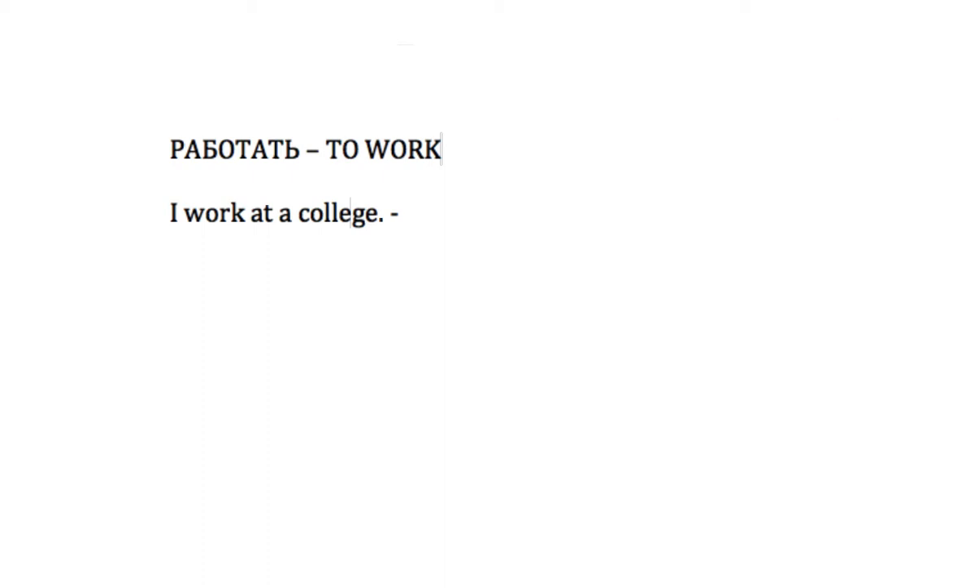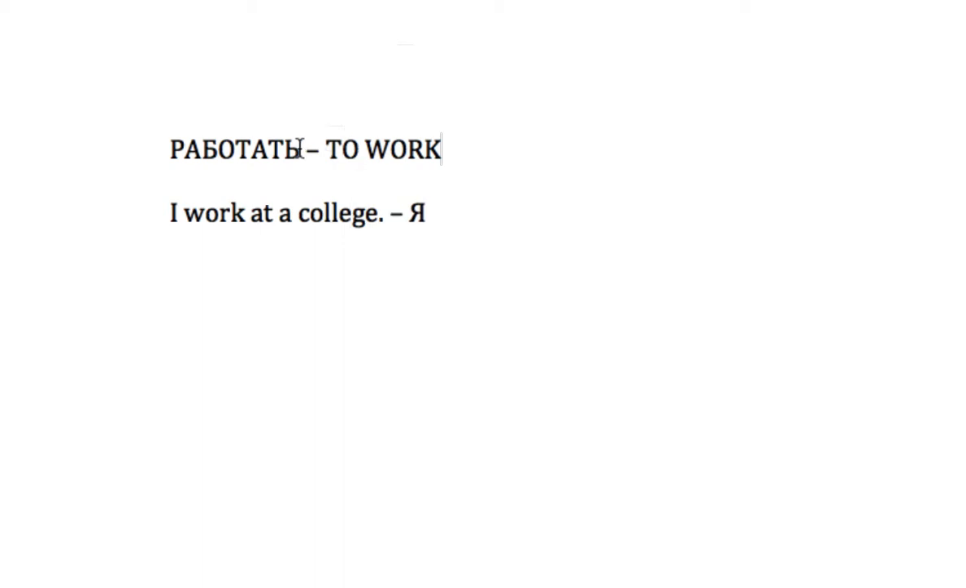So let's say I want to use this verb in several sentences talking about where I work and where other people work. When I look up the verb to work in English, that's the form that dictionaries are going to give me, работать. So that's the base dictionary form. Let's say I want to say I work at a college. When we translate this into English, I in Russian is я, work.